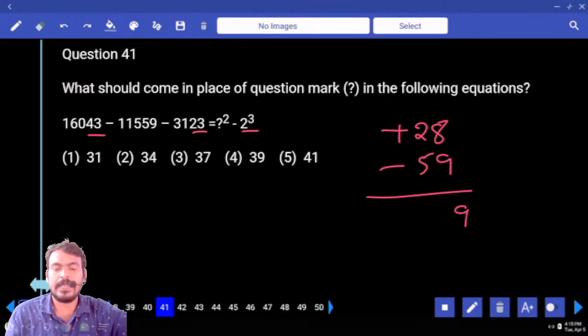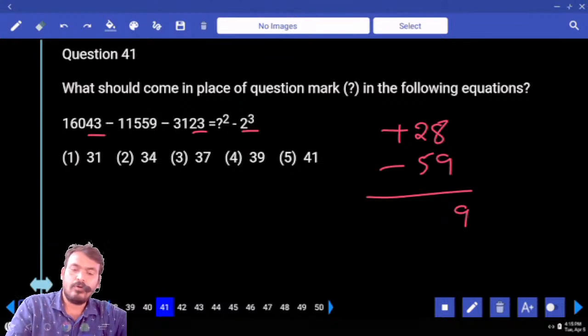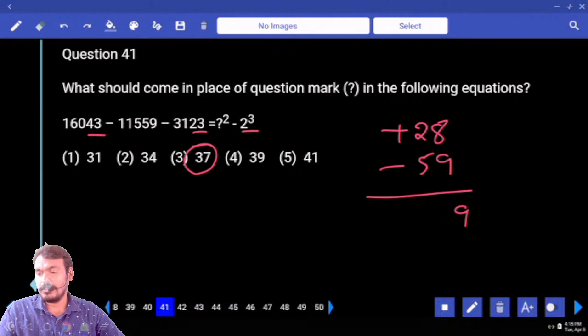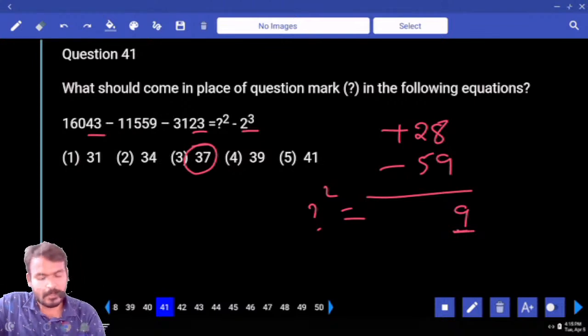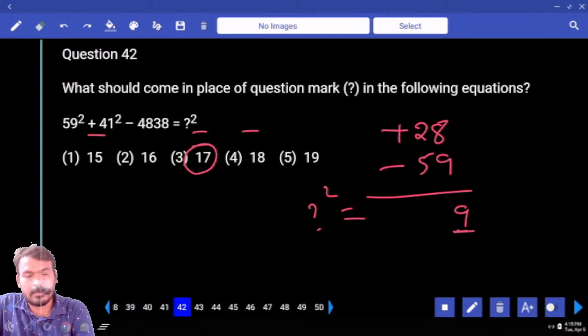How many options are ending with either 3 or 7? Only one option, or not? Something square is equal to ending with 9, or not? 9 is nothing but either 3 square or 7 square. Next question number 42.